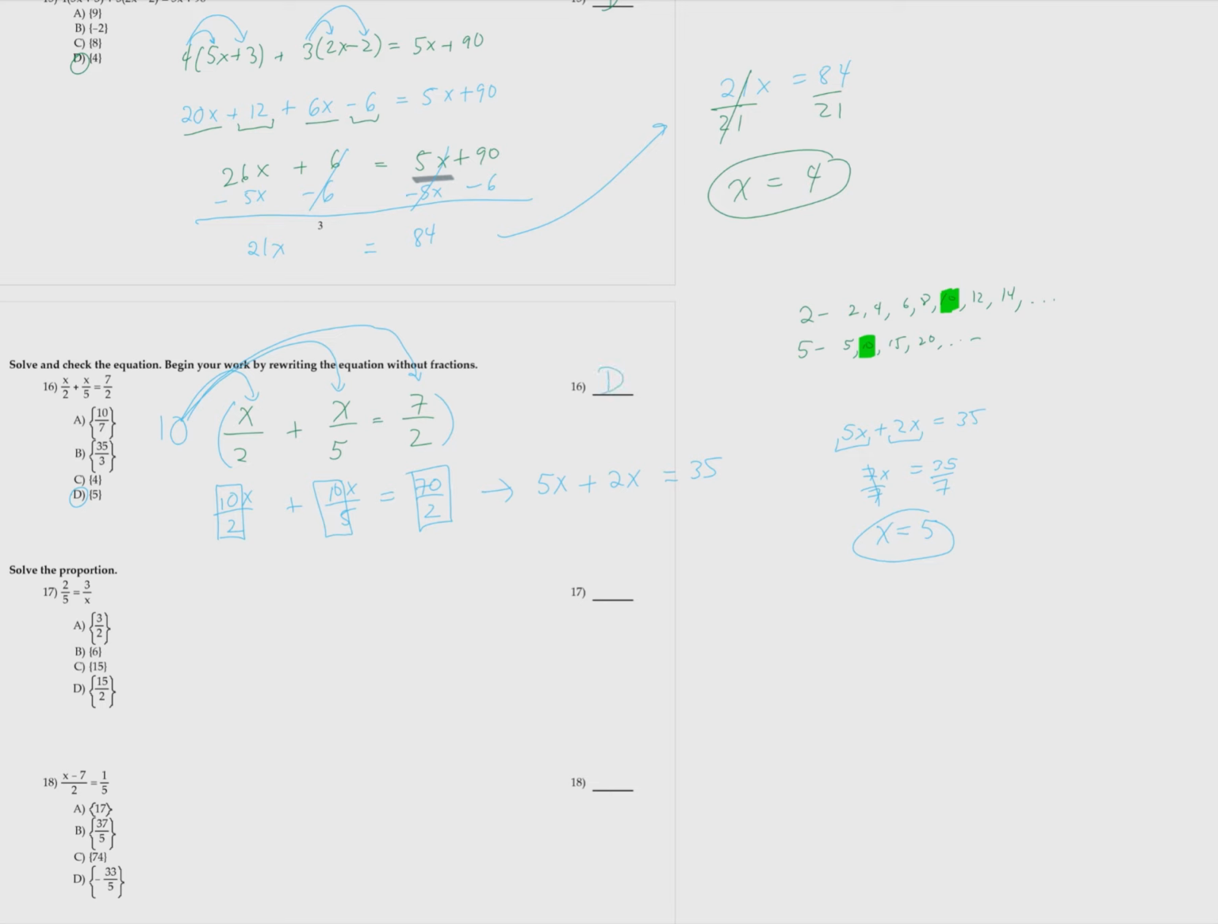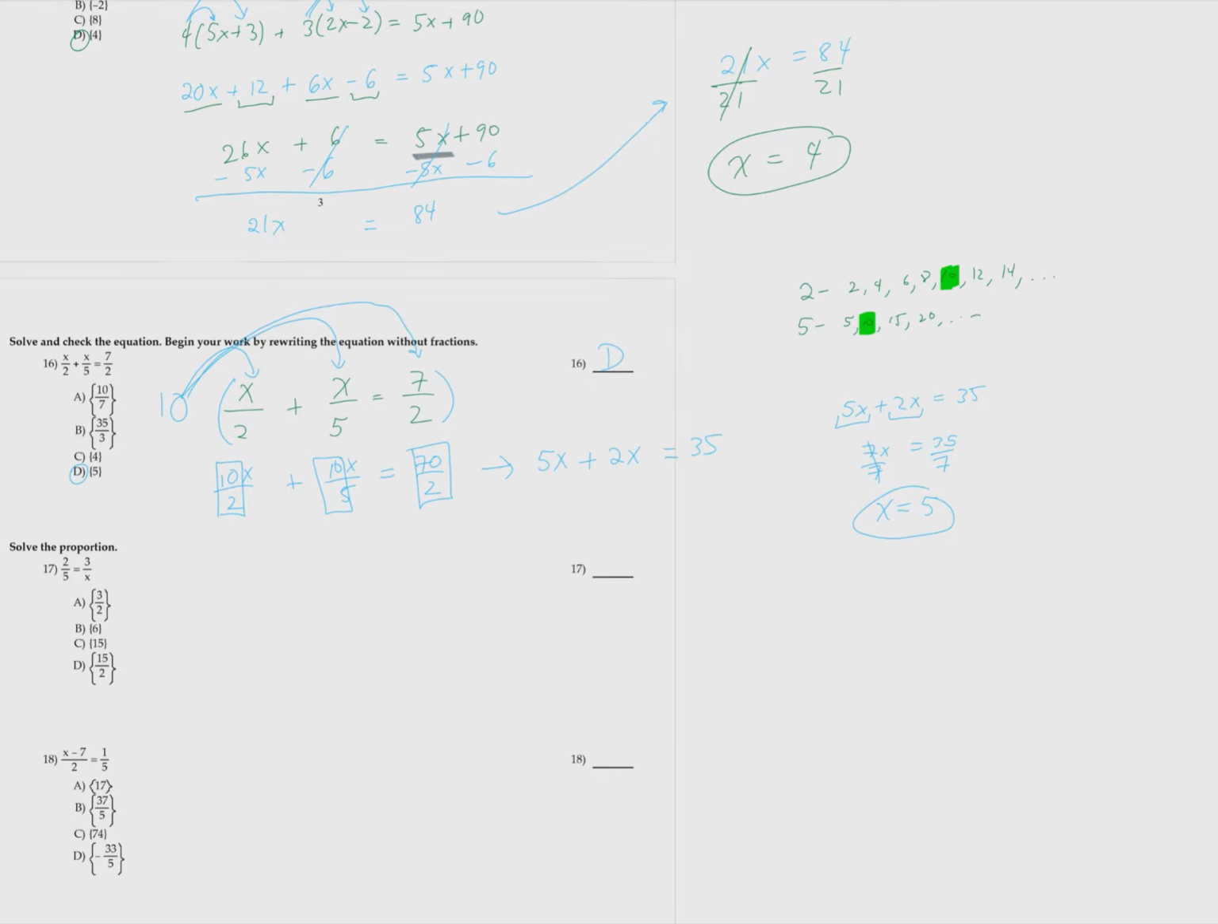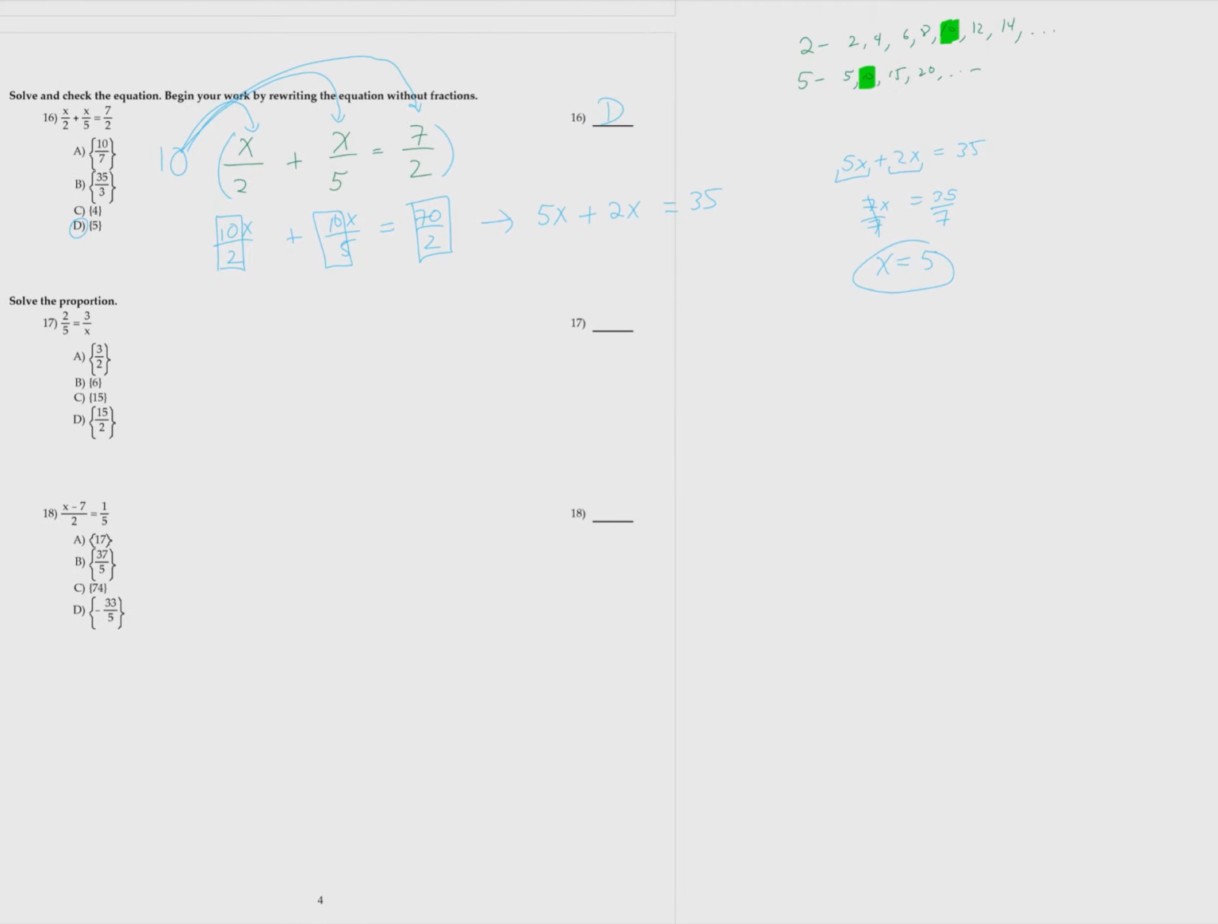Excellent. Simple, right? Alrighty. Number 17 is asking us to solve for x, but it's in the proportion format. What that means is you have two fractions equal to each other. Whenever you get two fractions, and only two fractions, equal to each other, you don't have a situation like plus 1, where that changes everything. So we do not have to get the mentality of, I've got to get rid of the denominators. You don't have to do that. Whenever you have only two fractions equal to each other, we call that a proportion.